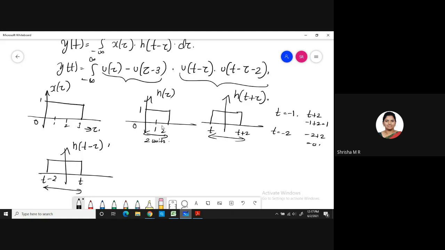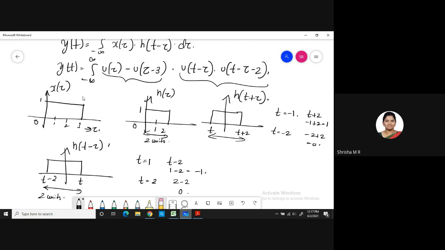So let us check if the width of 2 units is maintained here also. If t is at 1, t minus 2 would be at 1 minus 2, that is minus 1, right? So our width of 2 units is maintained. Next I'll take t equal to 2. If t is equal to 2, t minus 2 would be at 2 minus 2, that is 0. So we can see that our width of 2 units is maintained. So these are our waveforms of interest, h of t minus tau and x of tau.